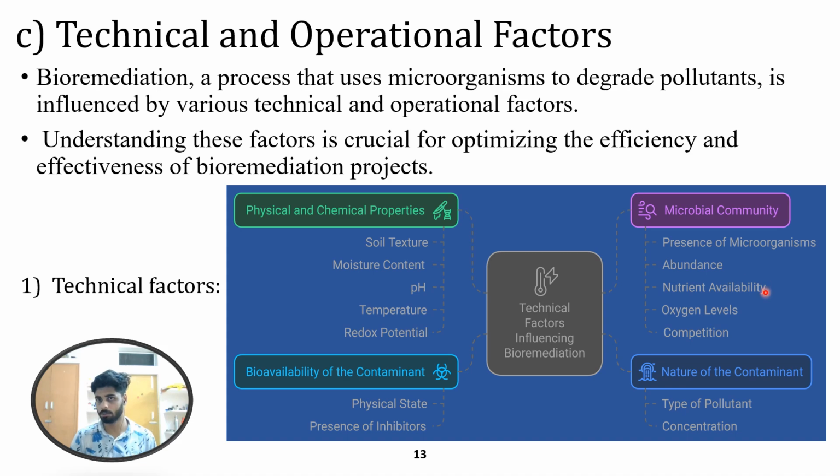Similarly, the abundance of these microorganisms and the nutrient availability matter. If our environment cannot meet the nutritional requirements of this particular microorganism, it will also affect the overall success rate of our bioremediation process. Oxygen levels of the environment, competition. Suppose another species of organism is giving tight competition to the microorganism we are using in the bioremediation process. This will also have a negative effect on the success of the process. Nature of contaminants. The type of pollutant that is present, and its concentration. If a higher concentration of pollutant is present, it will take more time, or it will be more difficult for the microorganism to degrade them. If a lower concentration is present, the microorganisms can easily degrade these pollutants.